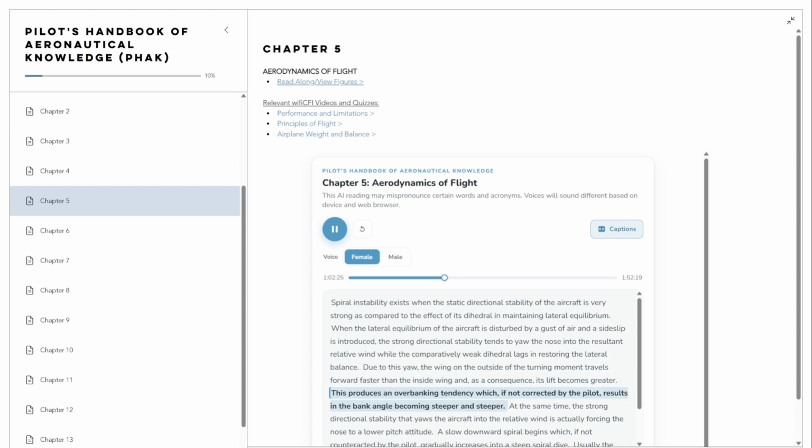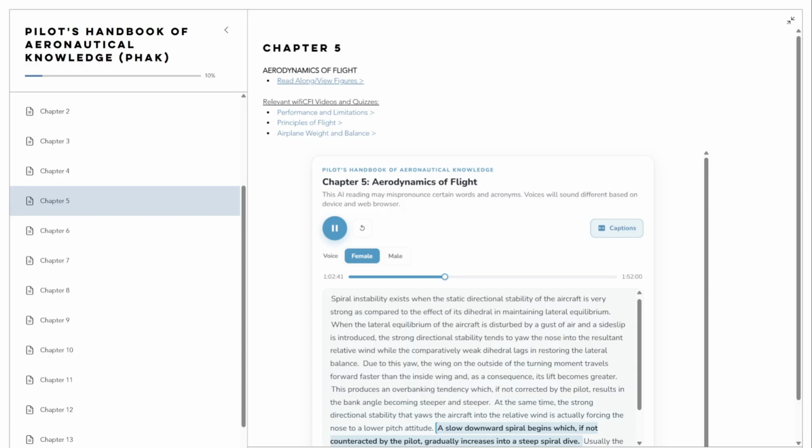This produces an overbanking tendency which, if not corrected by the pilot, results in the bank angle becoming steeper and steeper. At the same time, the strong directional stability that yaws the aircraft into the relative wind is actually forcing the nose to a lower pitch attitude. A slow downward spiral begins which, if not counteracted by the pilot, gradually increases into a steep spiral dive.